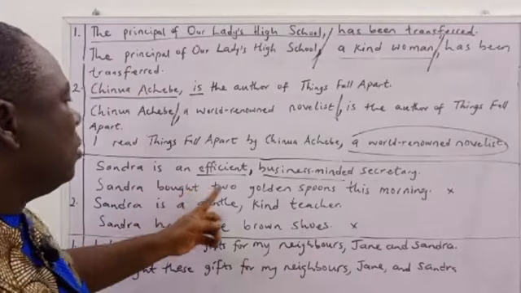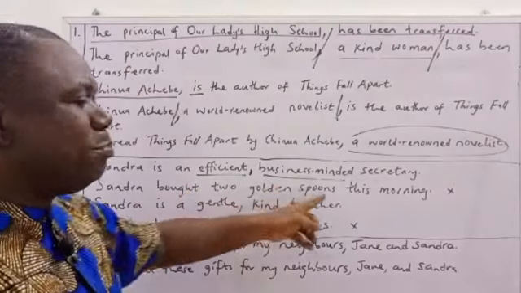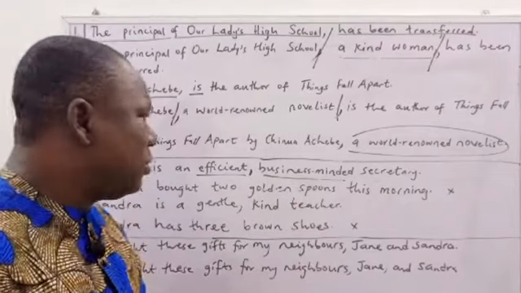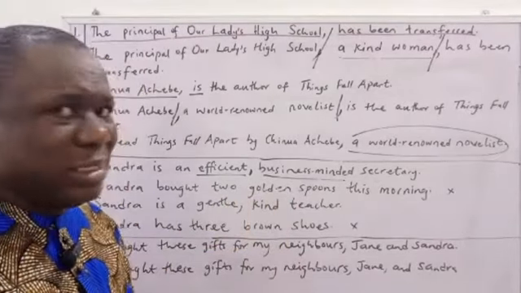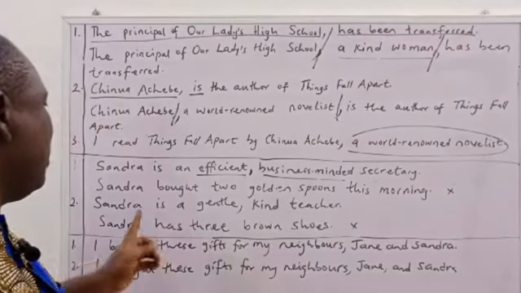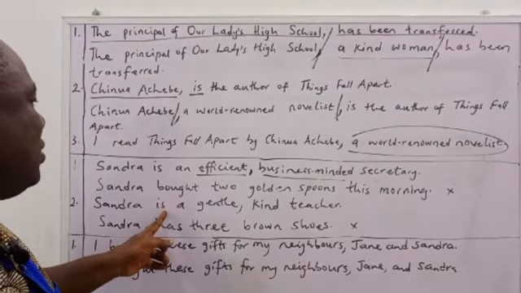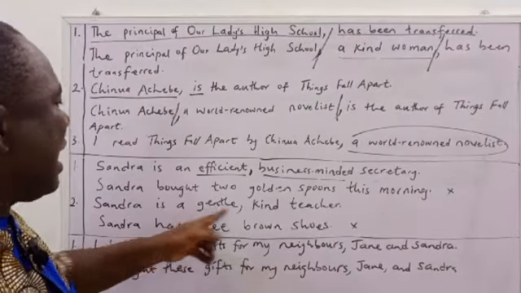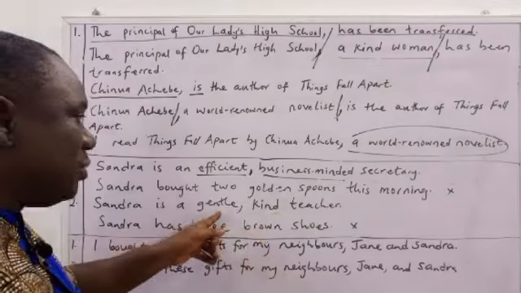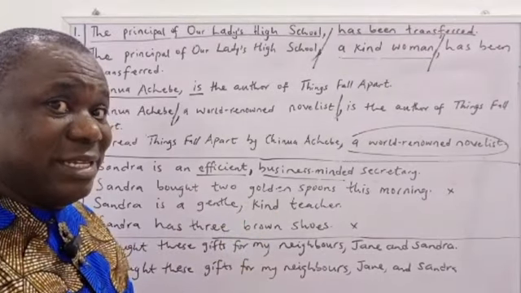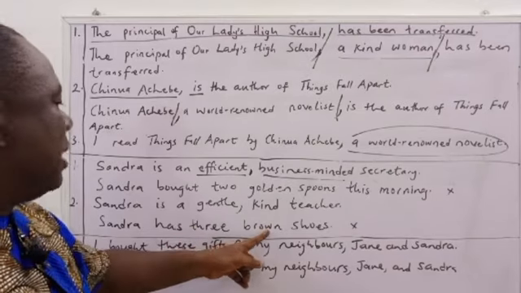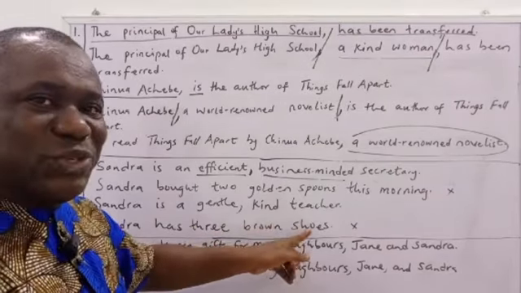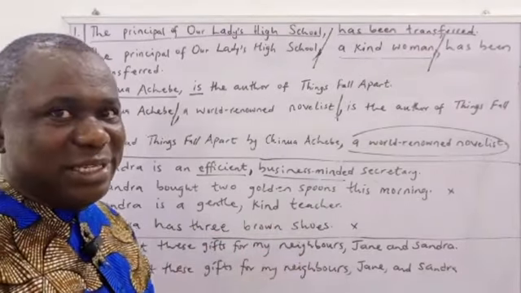Sandra bought golden 2 spoons. Does that make sense? No, it doesn't. Now let's try it for this. Sandra is a kind and gentle teacher. Does that make sense? Yes. Let's try it here. Sandra has brown 3 shoes. Does that make sense? Definitely it doesn't.